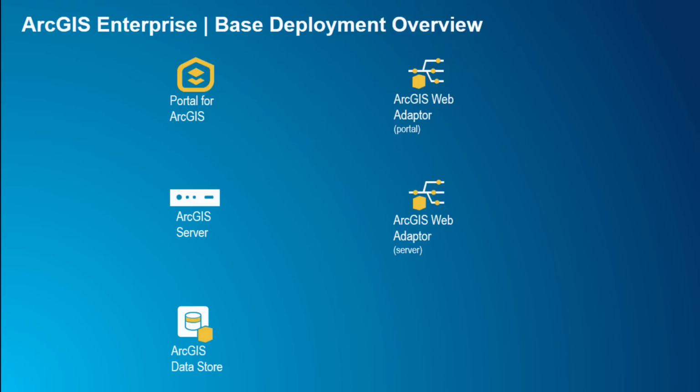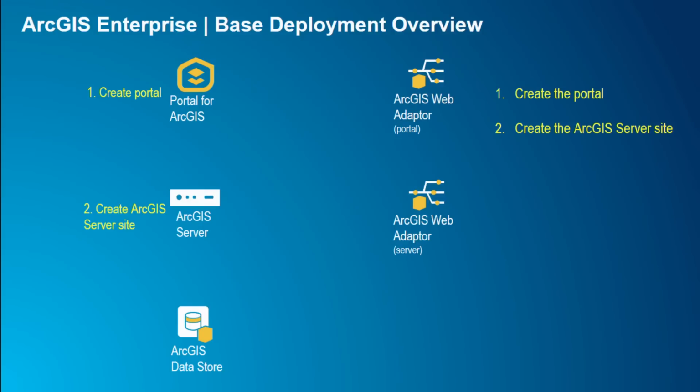So we've gone into these components, and you might be wondering, sure, I've run the installers, but really what's next? What are the next configuration steps? This slide will lay down all the groundwork for the configuration necessary to build the base deployment. So here we have portal, server, data store, and the web adaptors. The first thing you're going to do once you've installed all these is create the portal. It's a short wizard that we'll run through in a demo shortly. Once you do that, you create your ArcGIS Server site, similarly a short wizard, and then you also register your data store with ArcGIS Server, ensuring to use the relational and tile cache data store.